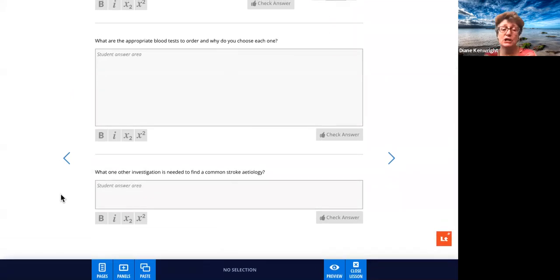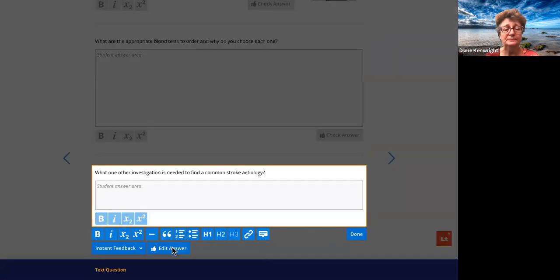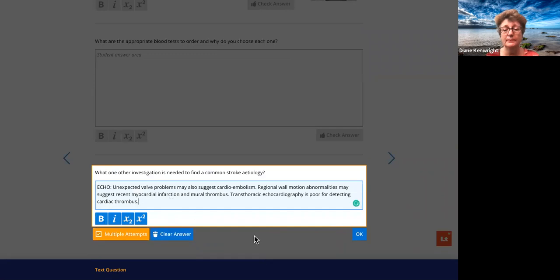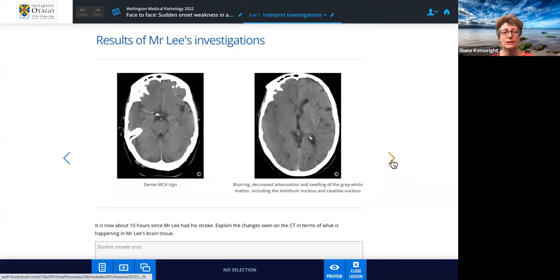What one other investigation is needed to find a common stroke etiology? Probably, I've mentioned an ECG and an echo. Yeah, okay. So that's pretty good. So we've got him well investigated now. He's had his echo, he's had his CT, and a raft of blood tests, which probably indicate where his stroke is likely to have come from.